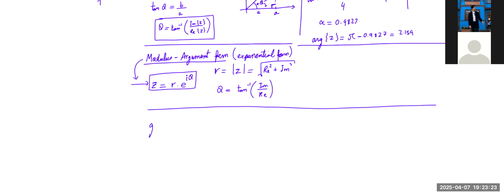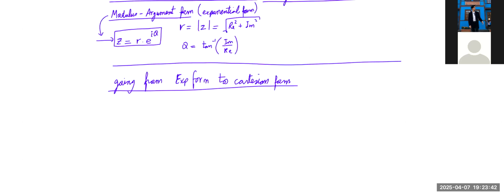going from the modulus argument form, or let's call it the exponential form, to the Cartesian form? Let's think about it, right? All you know in the exponential form is the length of the vector r and the angle theta, right?